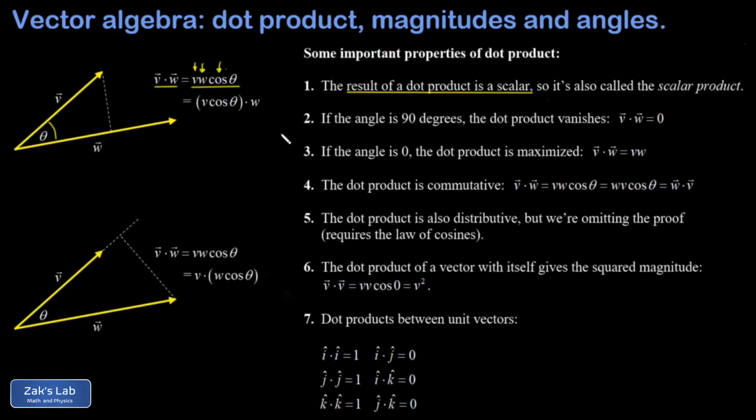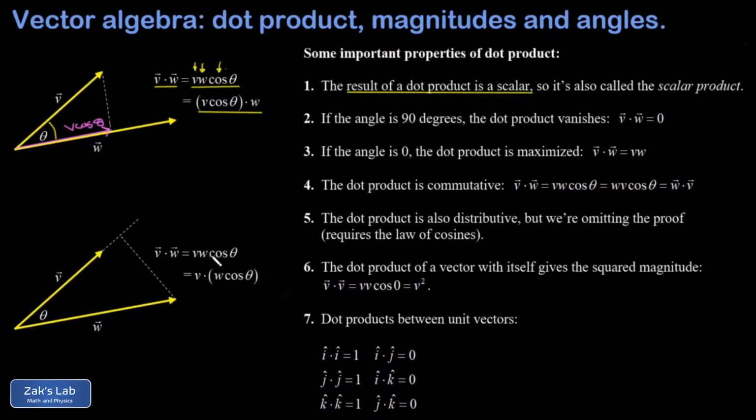Now there's a couple different ways of interpreting this geometrically, and the first is to gather the v and the cosine theta together in parentheses and multiply that by w. Well, what's v cosine theta? That's the magnitude of the adjacent component of v. That's the hypotenuse multiplying the cosine of the angle theta. So the dot product gives us the magnitude of the parallel component of v in the direction of w, then multiplied by the magnitude of w.